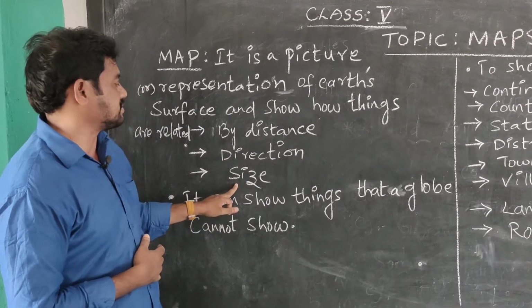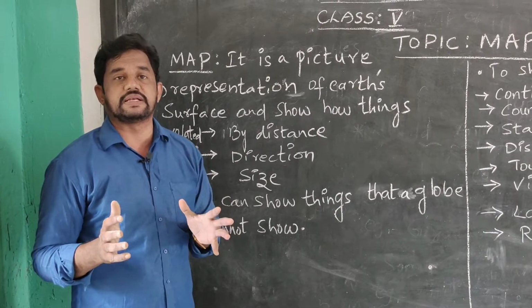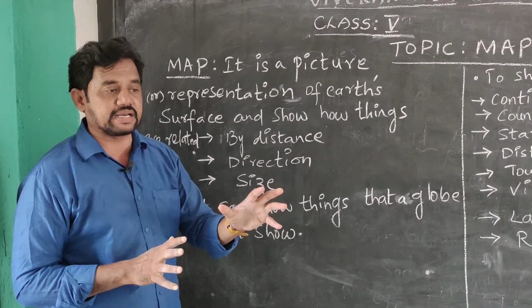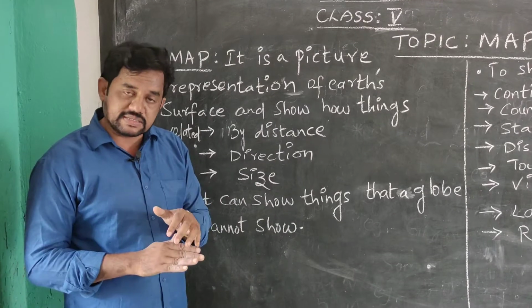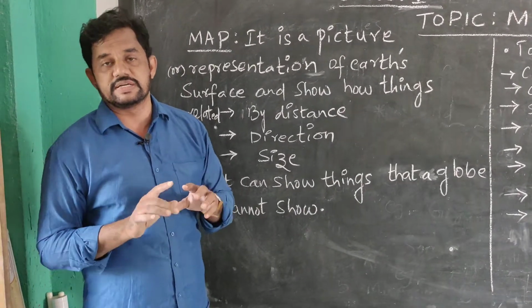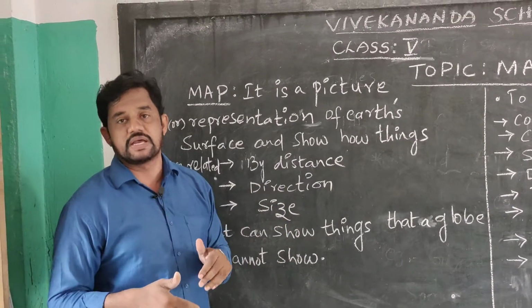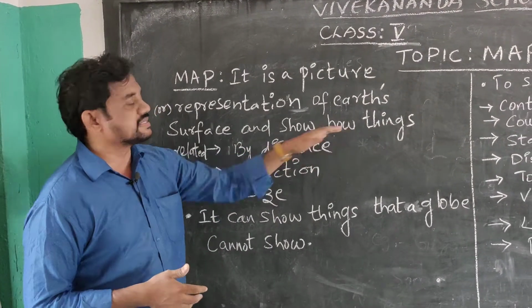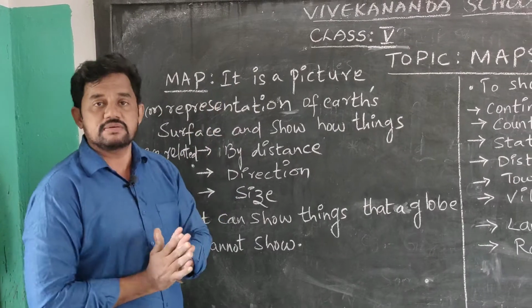Then also size. What is the size, is it bigger than one country or the continent, is it lesser than the other continent? Is the river bigger than another river? Is the ocean, its size, its length, its depth? Everything, all the things are related perfectly and shown on the maps.